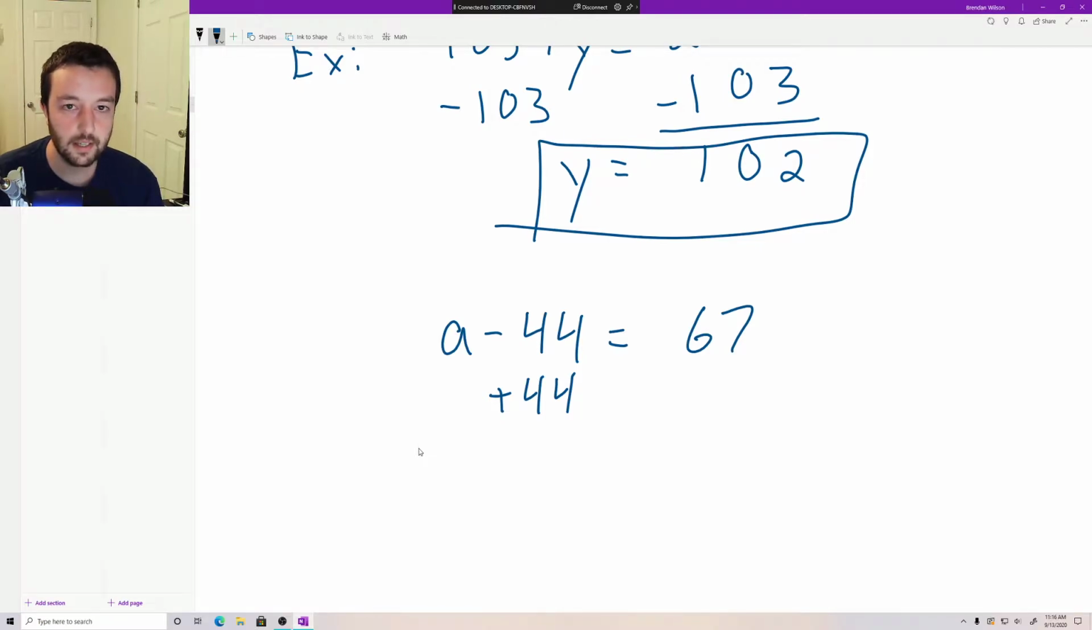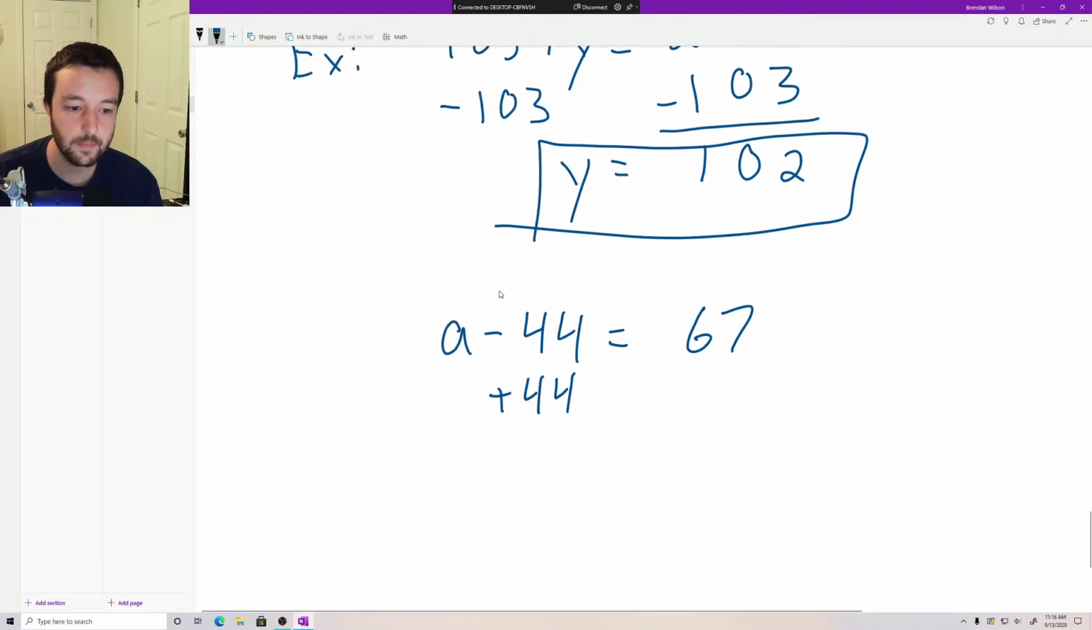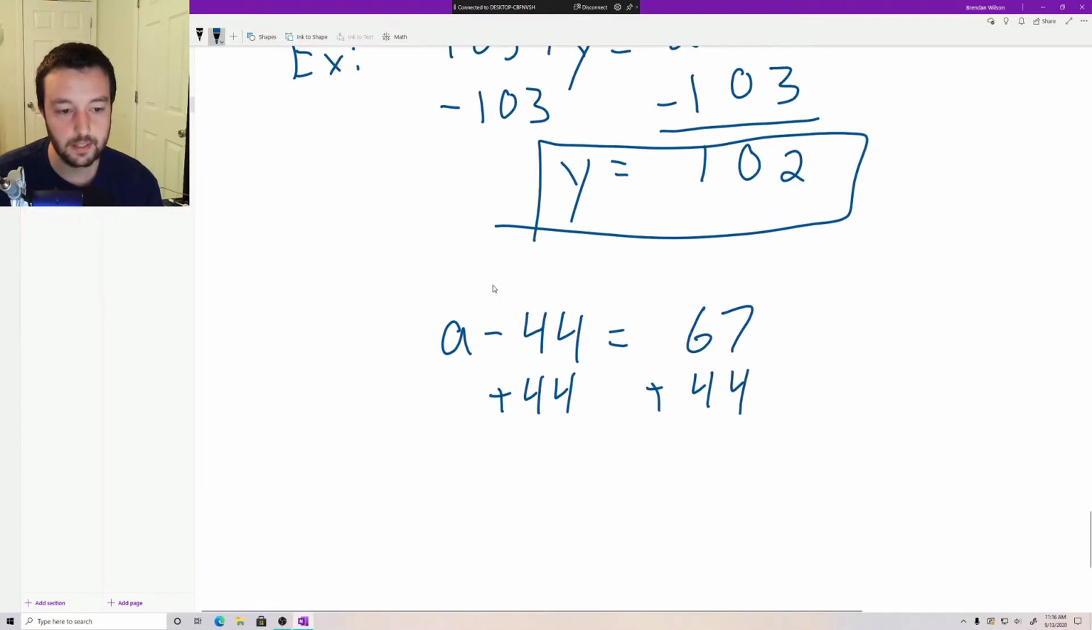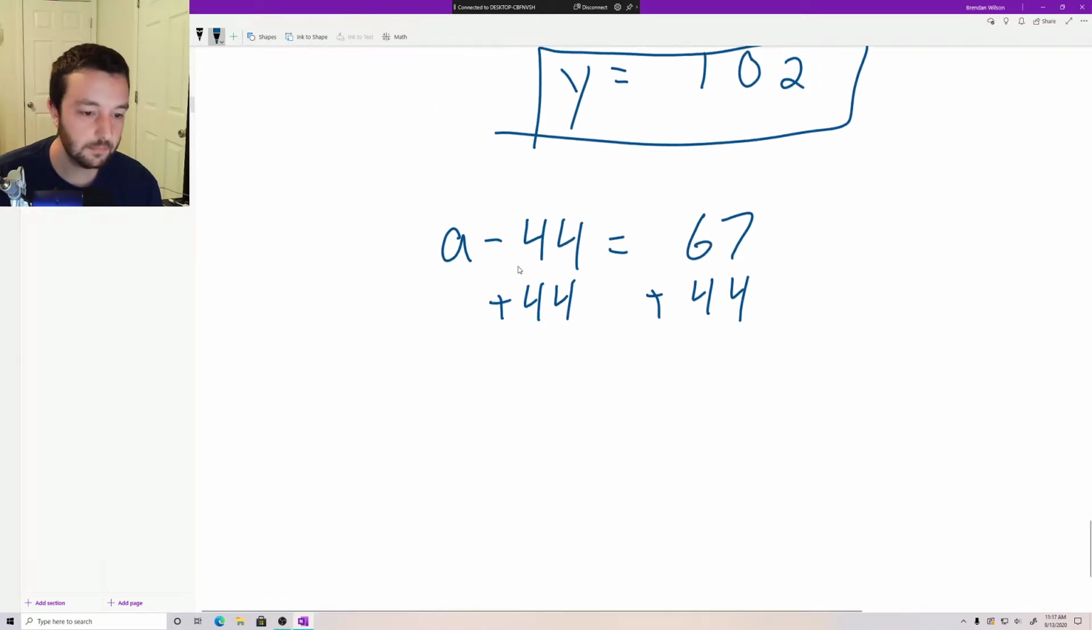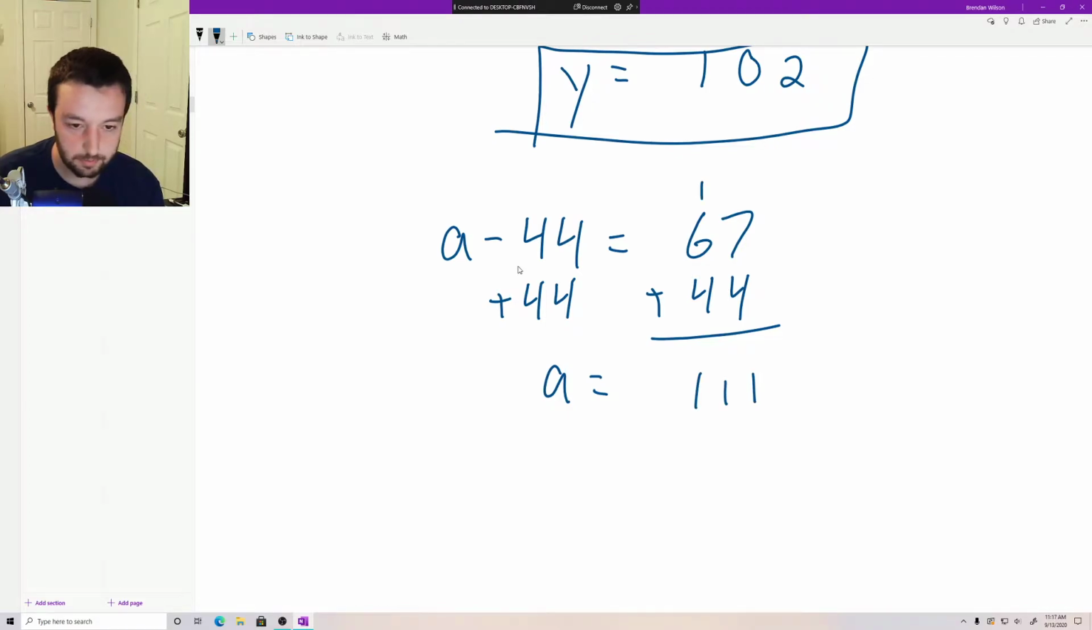So we want to cancel out whatever we're doing here. Just like with this, a positive 103, we subtracted 103 to get rid of it. But we have to do that to both sides. Again, right? We can never do anything to just one side. We have to do it to both sides. So now we have a on this side, and over here we get 111. Okay.